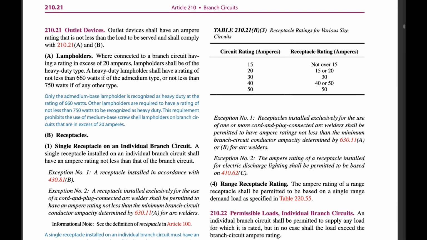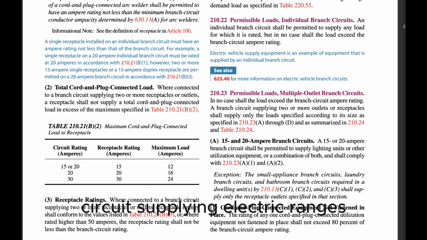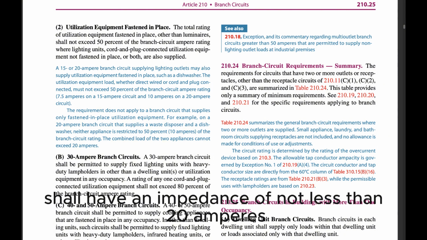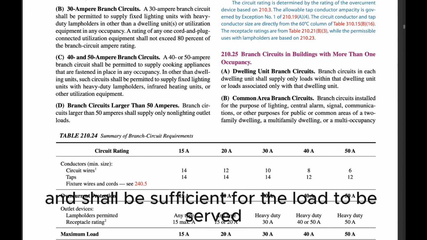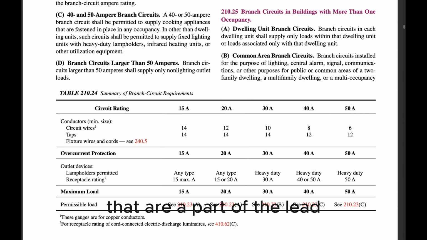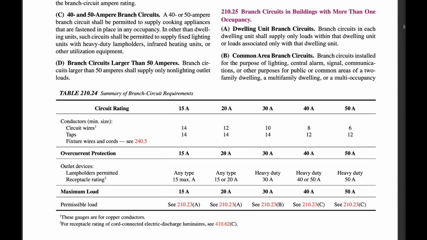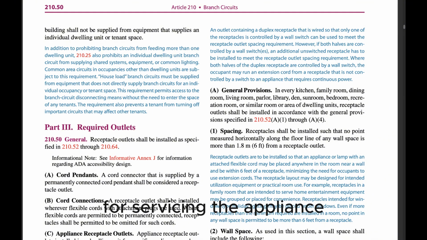Exception no. 1. Conductors tapped from a 50 ampere branch circuit supplying electric ranges, wall-mounted electric ovens, and counter-mounted electric cooking units shall have an ampacity of not less than 20 amperes and shall be sufficient for the load to be served. These tap conductors include any conductors that are a part of the lead supplied with the appliance that are smaller than the branch circuit conductors. The taps shall not be longer than necessary for servicing the appliance.